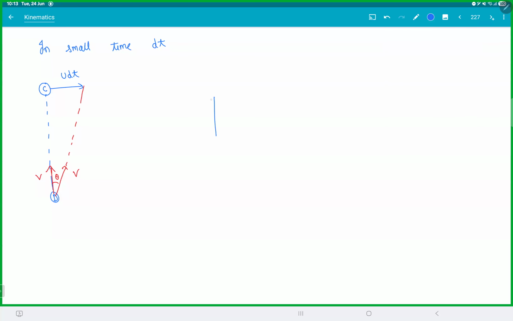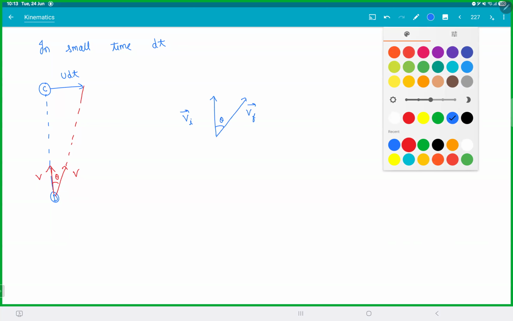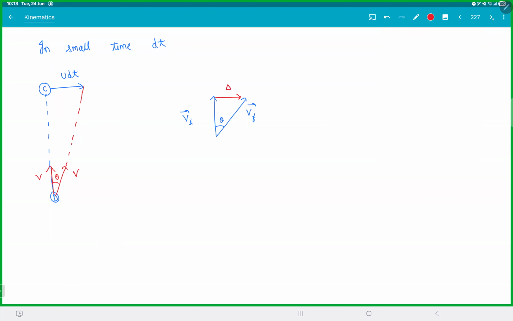So if you look at the dog's perspective, this is your initial vector v initial. In small time dt, the dog had rotated to v final. Theta is very small, so I can almost assume it to be a line. This will be the change in velocity vector, delta v bar, v final minus v initial. This comes from the triangle law: v initial plus delta v is v final.